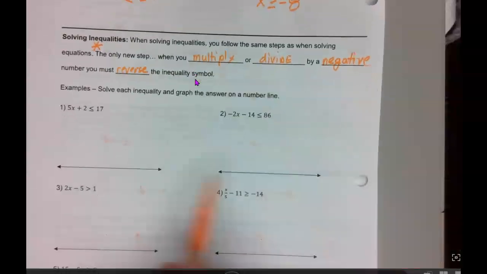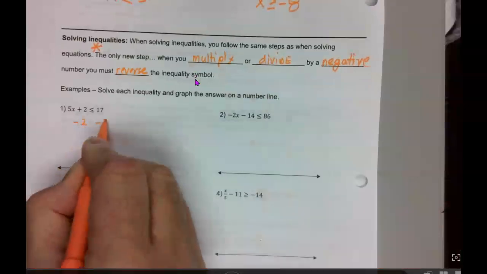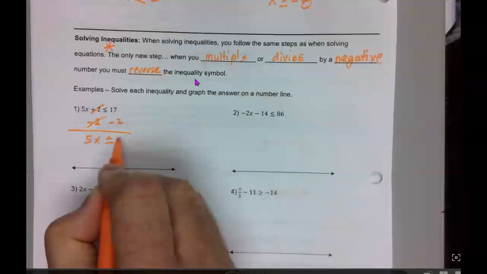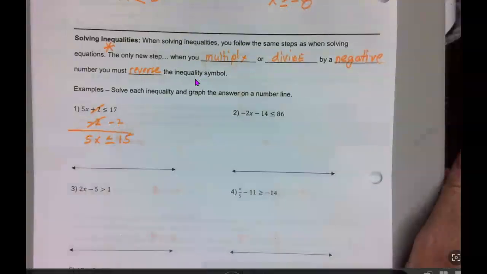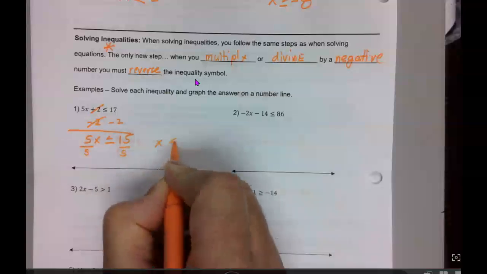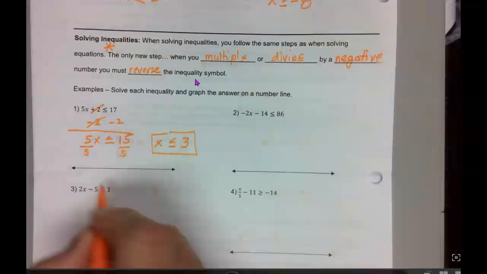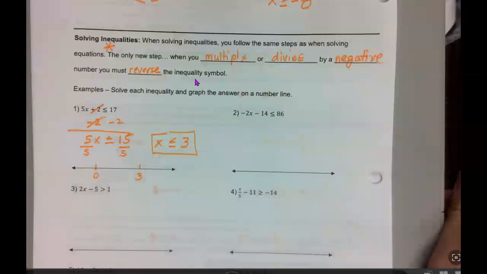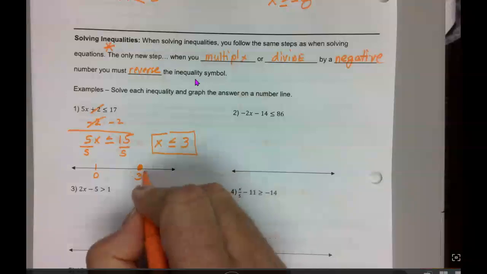Okay, we're solving an inequality here. What would you do to solve this? Minus 2, agreed? Correct? So we get 5x is less than or equal to 17 minus 2 is 15, correct? Now what do I do? Divide by 5. So x is less than or equal to what? 3. So there's your inequality. Now let's graph it. 0, 3. Open or closed circle at 3? Closed. Which way is the arrow going to go? To the left.